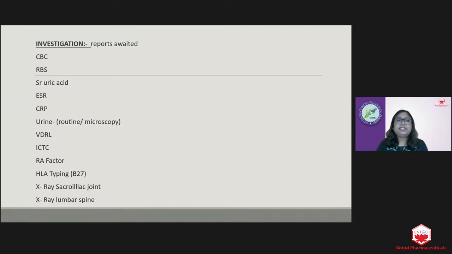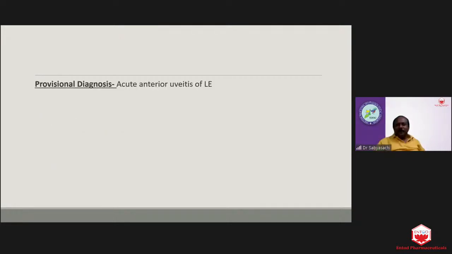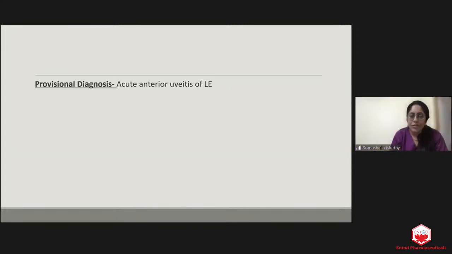Investigations sent were CBC, RBS, serum uric acid, ESR, CRP, urine routine microscopy, VDRL, ICTC, RA factor, HLA-B typing for B27, X-ray sacroiliac joint, and X-ray lumbar spine. All these investigations are advised to the patient and reports are awaited.